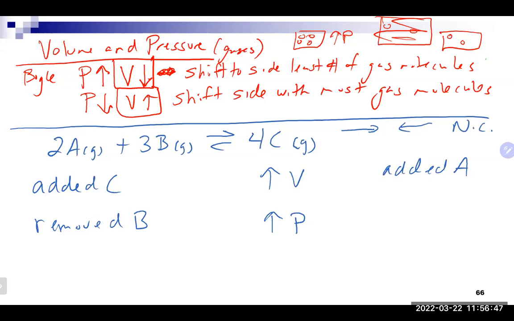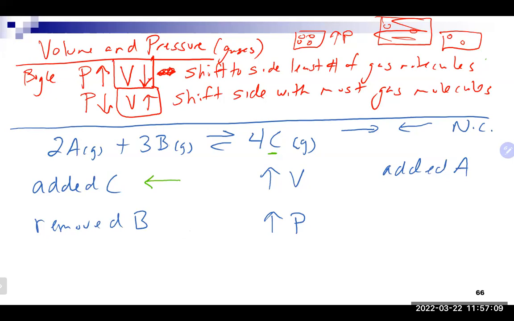Okay, let's take a look. So here we're going to add C, and C is a product. So when we add it, we'll shift away. So we would expect it to go to the left in this case. Again, the idea here is we've now increased our product side. That's going to kick off the reverse reaction happening a lot more to fix the imbalance.